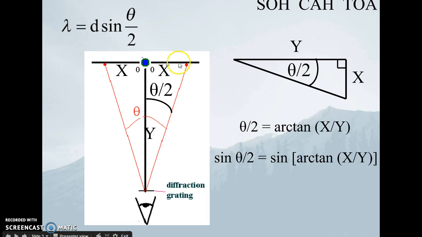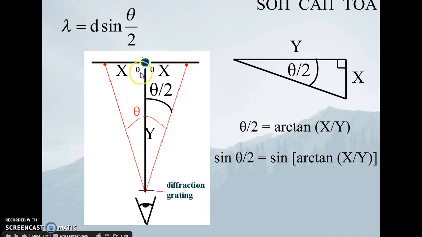Do I care about theta over 2? No, I need to know the sine of theta over 2. Well, okay, so to get the sine of theta over 2, I simply have to take the sine of the arctangent, right? Notice that there are these little braces. So in here, the arctangent of x over y is equal to theta over 2. So that'll be my sine of theta over 2.